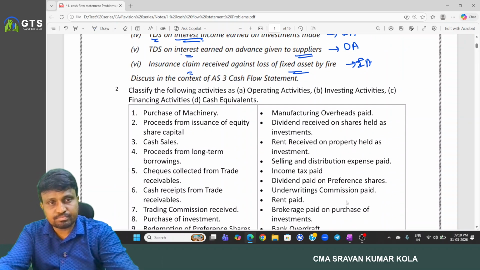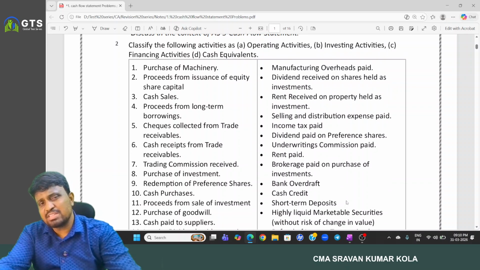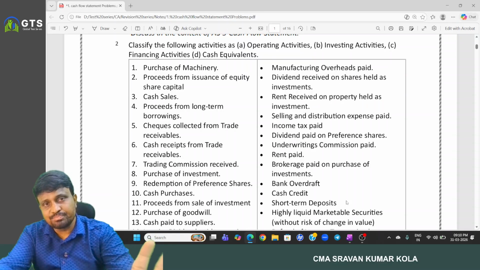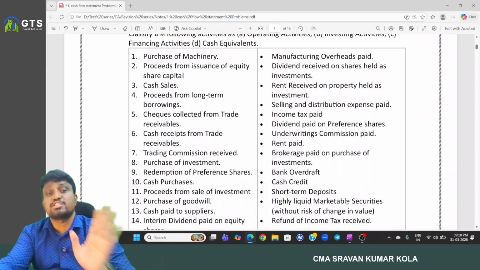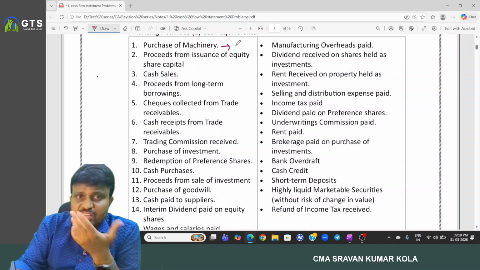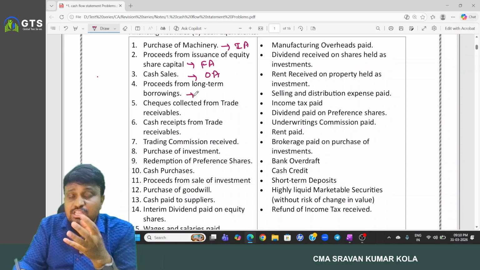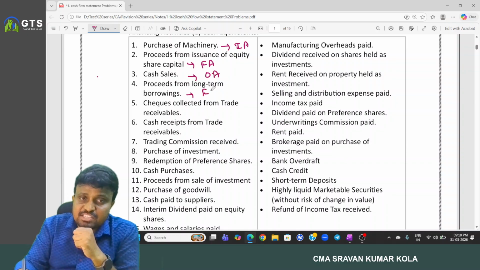Okay. Next, here we cover some important points, and on average every point is covered in the second problem. So we need to classify the following items into operating, investing, financing, and cash equivalent items. So purchase of machinery is an investing activity, and proceeds from issue of equity share capital is a financing activity. Cash sales is operating. And proceeds from long-term borrowing. Long-term borrowing is nothing but debt. It is a financing activity. Cheques collected from trade receivables.